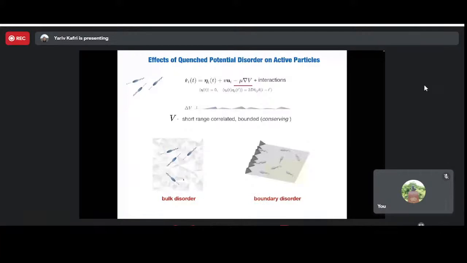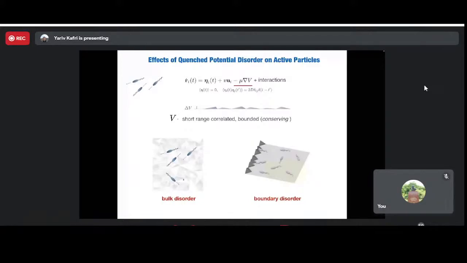So in equilibrium systems, boundary disorder doesn't do anything. I'm exaggerating a bit, but generally it's a sub-extensive correction to the free energy. It doesn't affect the phase diagram of the system. And what I'm going to show is that even in active systems, even this setup, which naively you would think is not important, shows very interesting behavior.